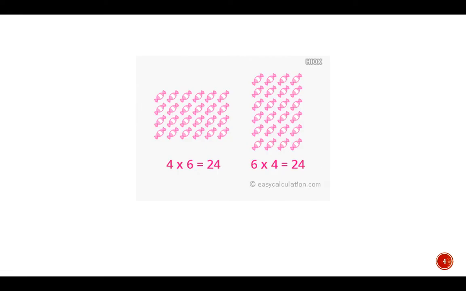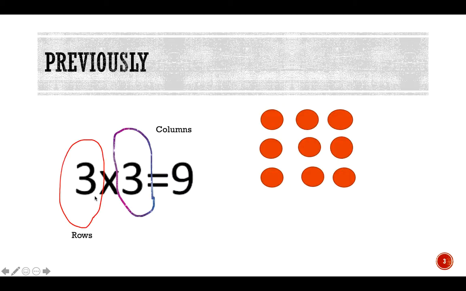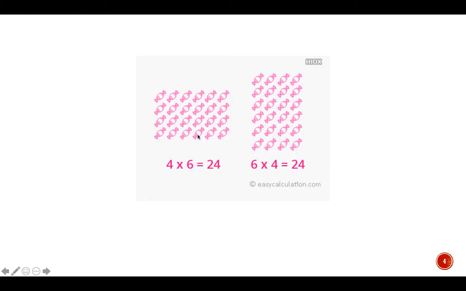Now, when working with arrays, it's important to construct the correct array. If we don't pay attention that the first number equals the amount of rows and the second number equals the amount of columns, we can draw the wrong array. For example, here they have 4 rows and 6 columns, and here there are 6 rows and 4 columns. So we need to pay attention to the first and second number multiplied to know what type of array we need to draw. How many rows do we need and how many columns do we need?